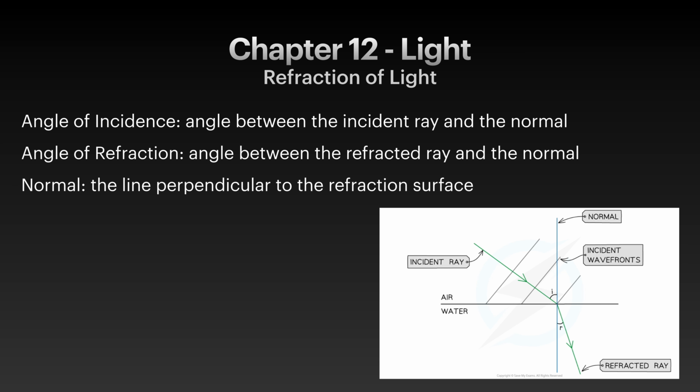Moving on to refraction of light. Refraction happens when light changes direction while moving from one medium to another. For example, from air to glass or glass to water. This happens because light changes speed in different materials. If it slows down, it bends towards the normal. If it speeds up, it bends away from the normal.